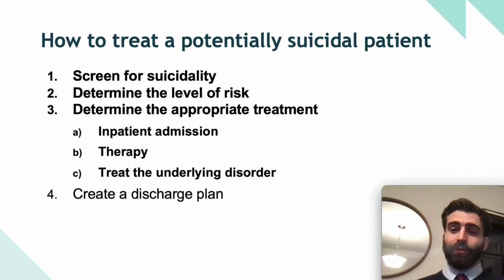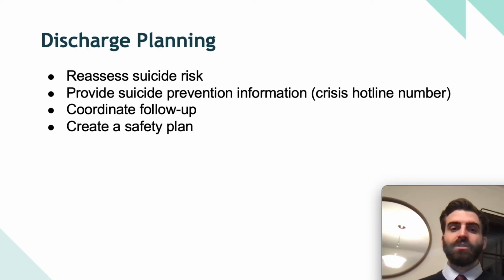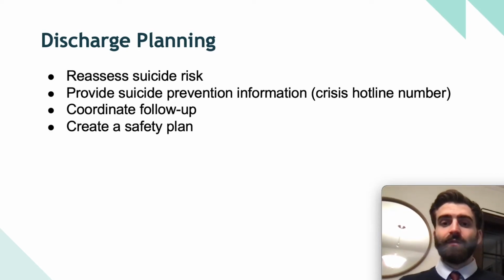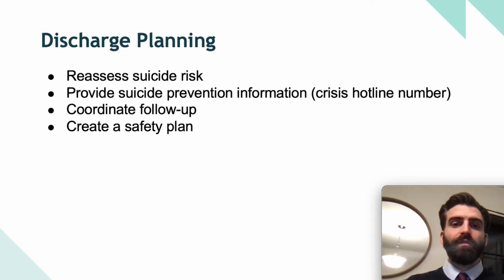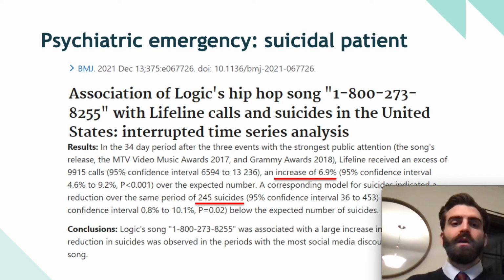So we screened for suicidality, we determined the level of risk, we know how to treat the patient, and now we have to come up with a discharge plan. First thing you're going to do is reassess the suicide risk. So ask them the same questions. Ask if they're still suicidal. You don't want to discharge a patient until you know that they'll be safe. Next, you want to provide a crisis hotline number, coordinate follow-up, and create a safety plan.